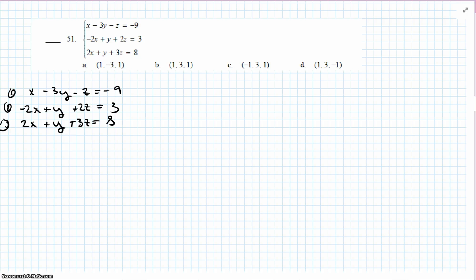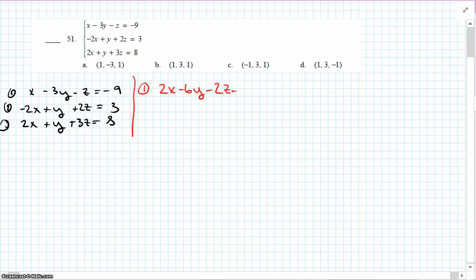It's really not that one stands out more than the others. We will use 2 times the first one. Okay, we'll just use that one twice. So we're going to rewrite that. So we're going to use equation 1 times 2. So that's going to be 2x minus 6y minus 2z equals negative 18. I'm going to write that twice. 2x minus 6y minus 2z equals negative 18.